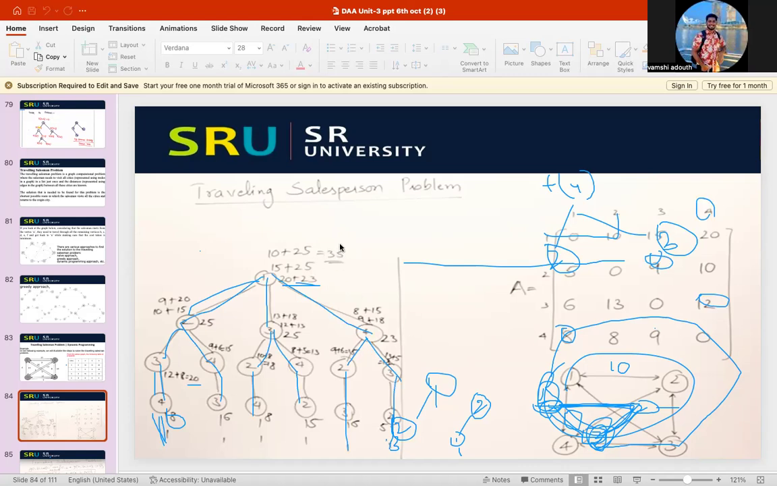So which is the minimal cost? That route we will select. So the minimal cost is 35. 25 plus 10. The cost from 1 to 2 is 10. 2 to 1. Therefore, we select that route as the best optimal way using dynamic programming.